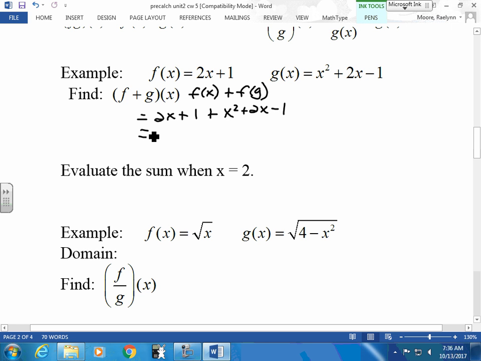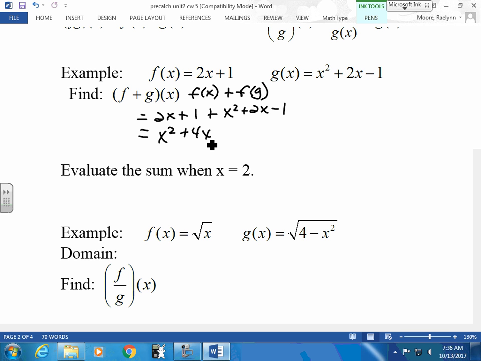Okay, and we simplify, collect your like terms. So I have an x squared, I have a 2x and a 2x, and a 1 and a negative 1 will cancel out. So there's my sum of these guys.